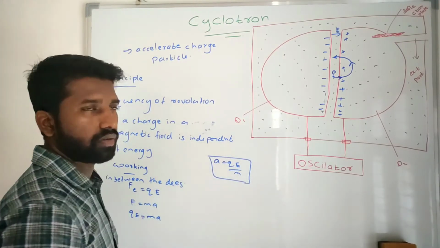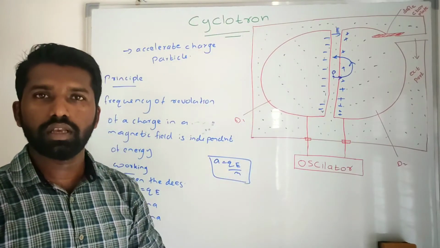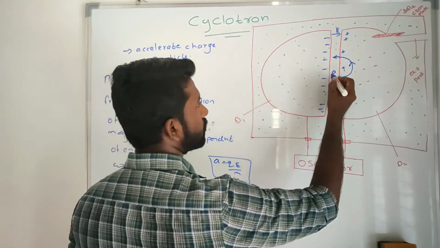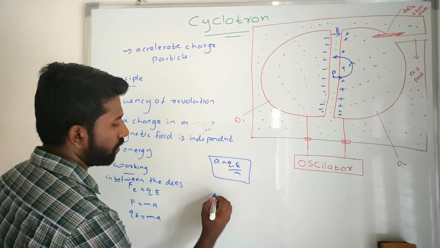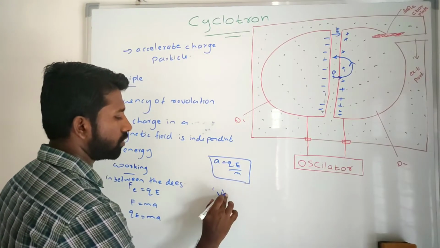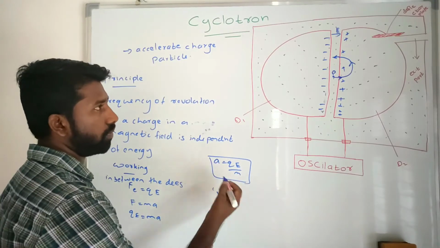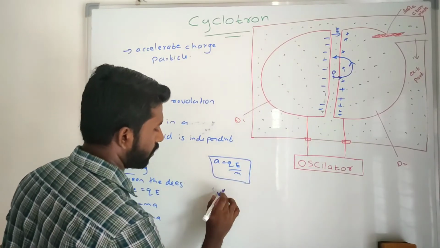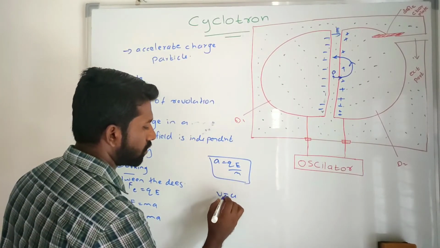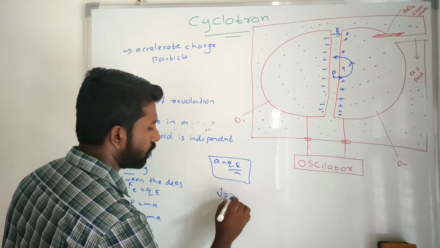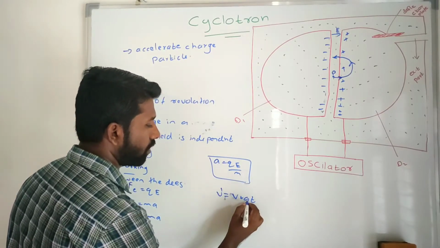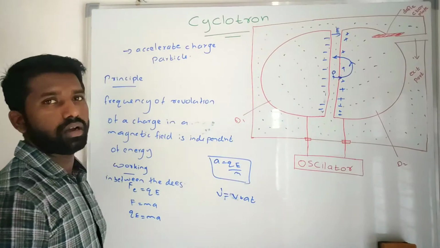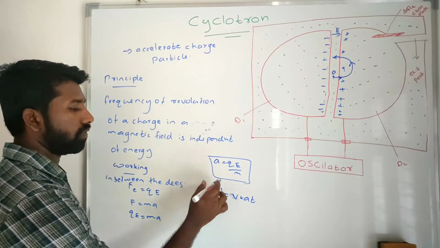That means when the electric field is in between the Ds, the particle will experience an acceleration. If I assume the initial velocity is V, after some time this V will increase as the charged particle passes through. So V dash is equal to V plus AT, where A is the acceleration and T is how much time it spends between the Ds. So we get the velocity.